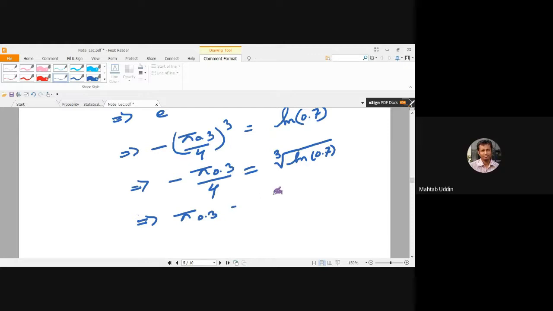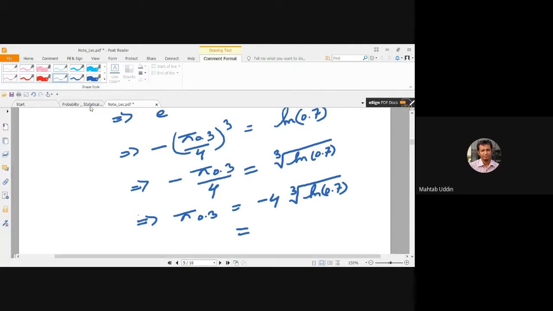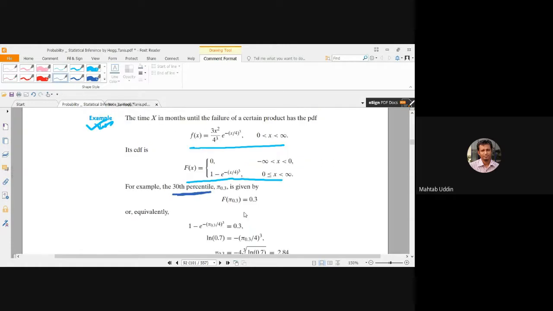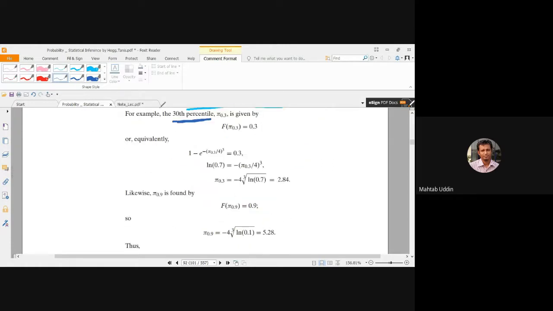So minus 4 times cube root of ln 0.7. You can use the calculator. What is the value? 2.84.